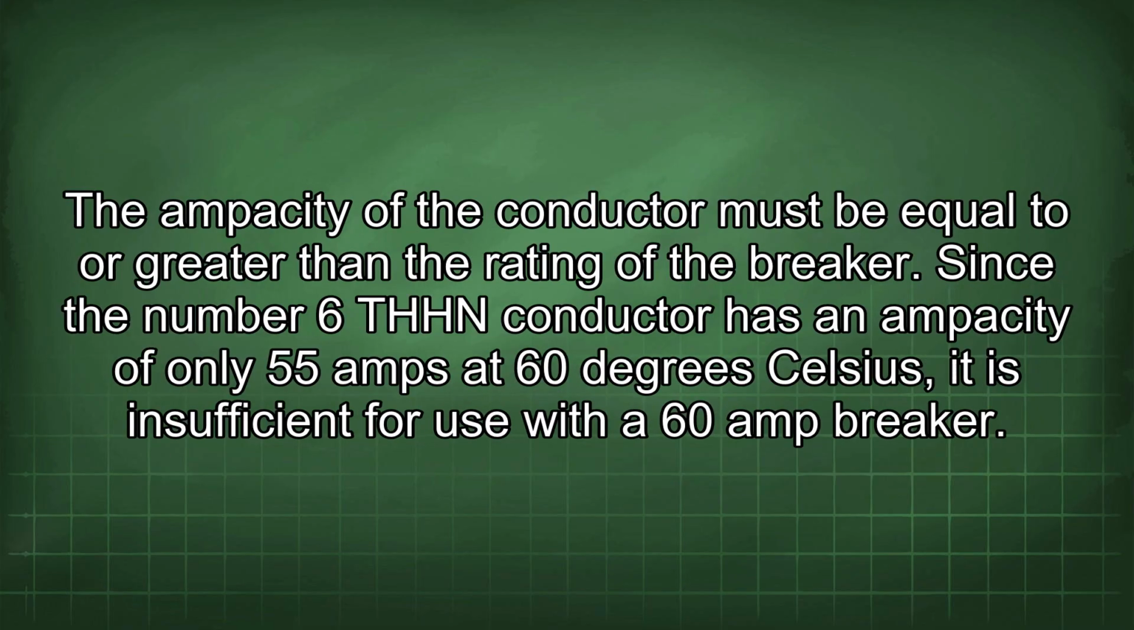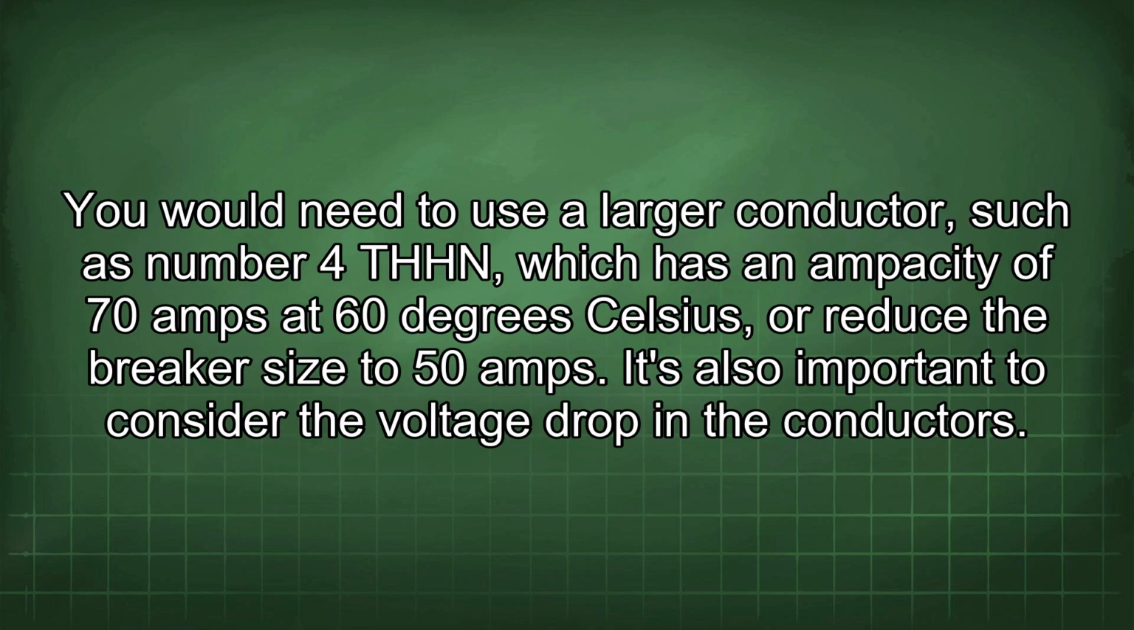The ampacity of the conductor must be equal to or greater than the rating of the breaker. Since the number 6 THHN conductor has an ampacity of only 55 amps at 60 degrees Celsius, it is insufficient for use with a 60 amp breaker. You would need to use a larger conductor, such as number 4 THHN, which has an ampacity of 70 amps at 60 degrees Celsius, or reduce the breaker size to 50 amps.